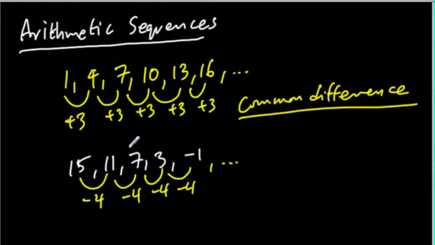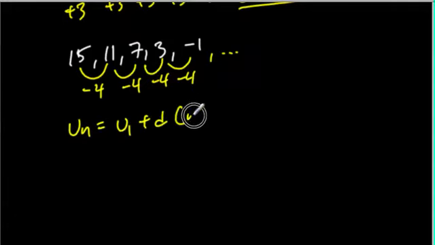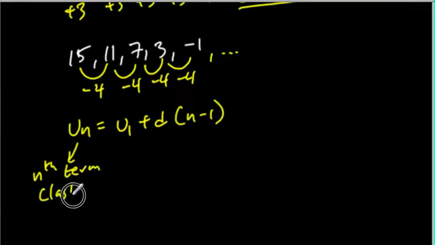So what is the general equation for an arithmetic sequence? The general equation is un = u1 + d(n - 1). un stands for the nth term, or you could say even the last term, depending on what you're given.